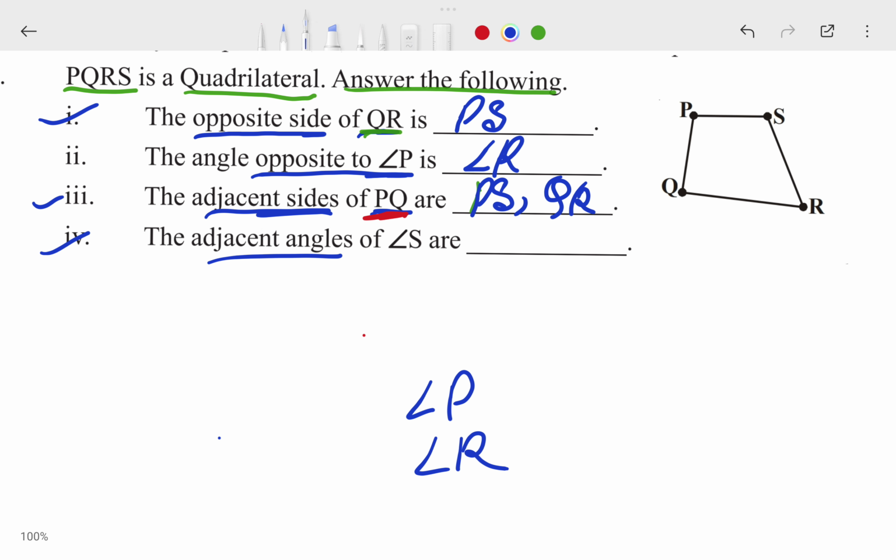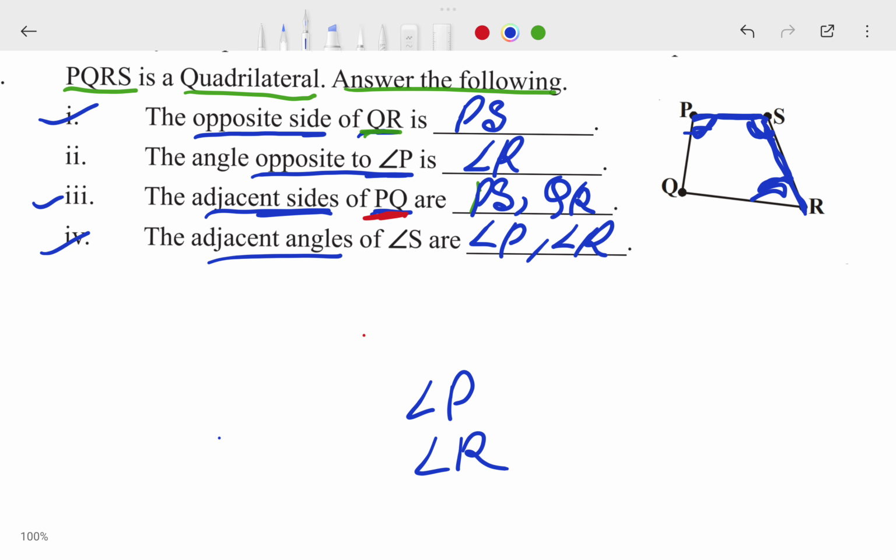Okay, do you understand? Adjacent angle means just take this line and this line. S is our angle. In front of S, at this point S, which line is coming? P is coming. Which other line is coming? R is coming, and that is our adjacent angle. So you can write angle P and angle R are our adjacent angles.